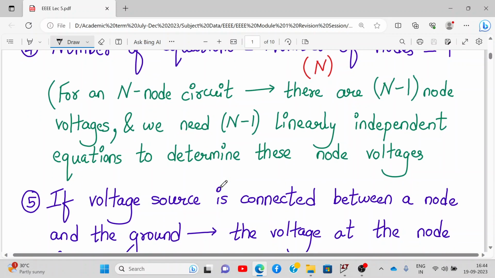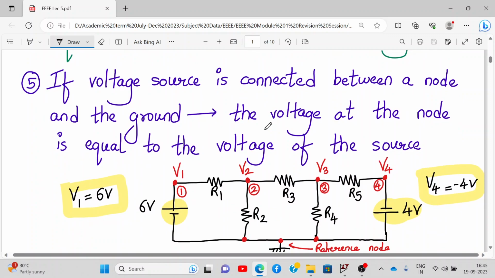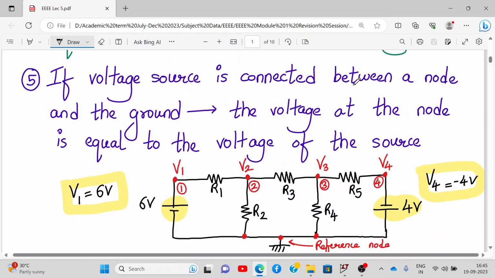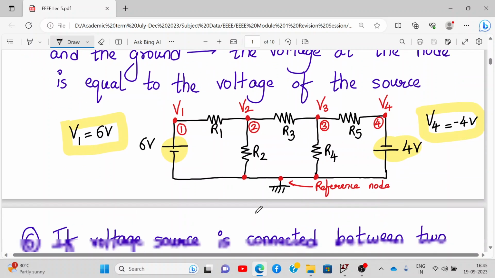So that means for an n node circuit, there are n minus 1 node voltages, and we need n minus 1 linearly independent equations to determine these node voltages. Now one more thing we learned was, if a voltage source is connected between a node and ground, as in this case, the voltage at the node is equal to the voltage of the source. So here V1 is 6 volt and V4 is minus 4 volt with respect to ground, of course.